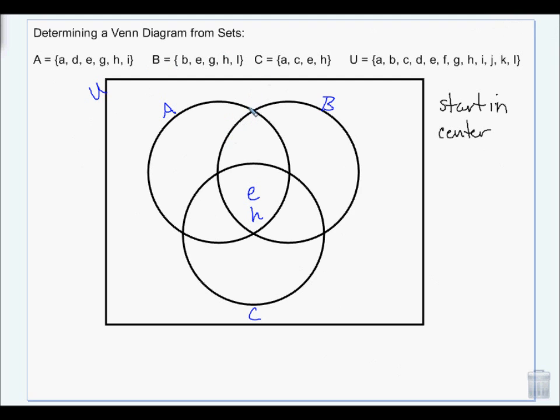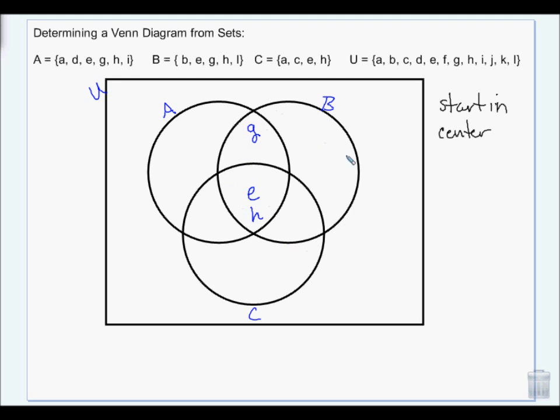Then we can look at where A and B overlap, and that gives us this whole football. I have an A, no A. D, no D. E, but we already had the E here. G and G, so G goes there. There's the H, but we already had the H. And then there's an I and an L. So G is the only thing left that overlaps A and B.